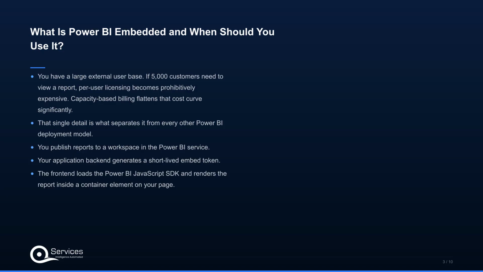You publish reports to a workspace in the Power BI service. Your application backend generates a short-lived embed token. The frontend loads the Power BI JavaScript SDK and renders the report inside a container element on your page. From the user's perspective, they are looking at your application, not Microsoft's. Three scenarios make Power BI Embedded clearly the right call.